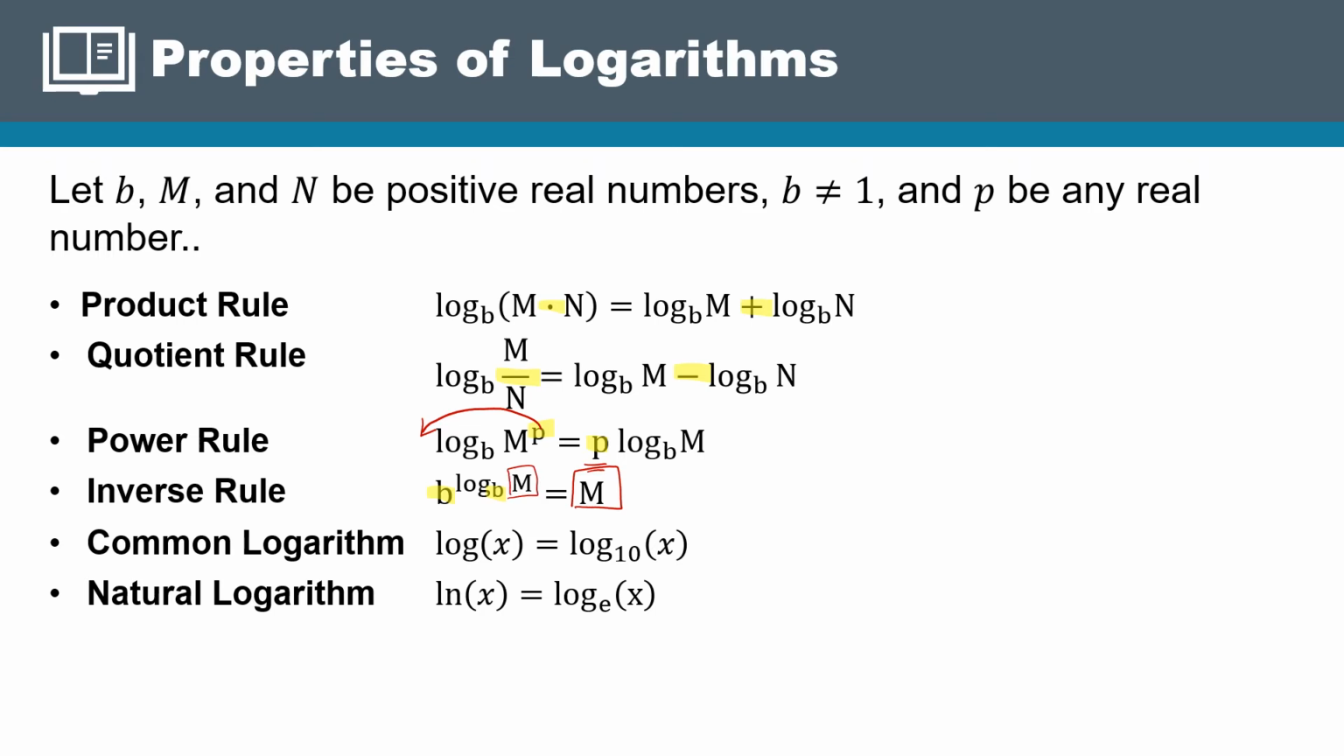Common log means that when there's no logarithm base written, the base is automatically base 10. And natural log uses the letters ln for natural log, and that means that it's log base e.